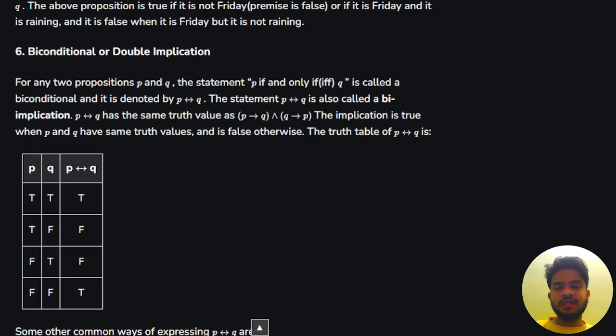The last one is biconditional or double implication. For any two propositions P and Q, the statement P if and only if Q is called biconditional and it is denoted by P if and only if Q. The statement P if and only if Q is also called bi-implication and has the same truth values as P implies Q and Q implies P. The implication is true when P and Q have the same truth values and is false otherwise. The truth table is given below.